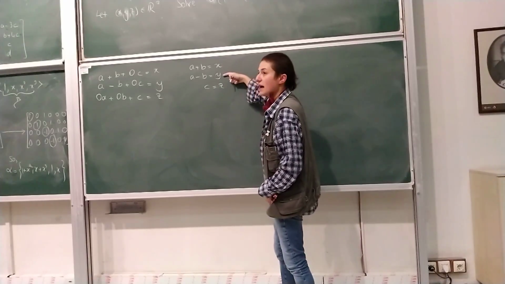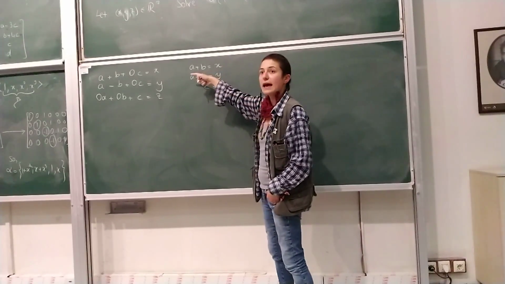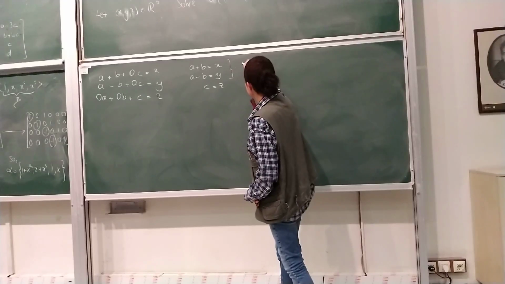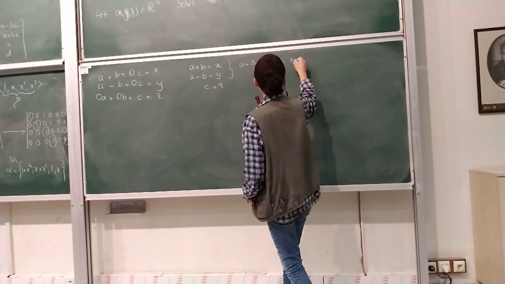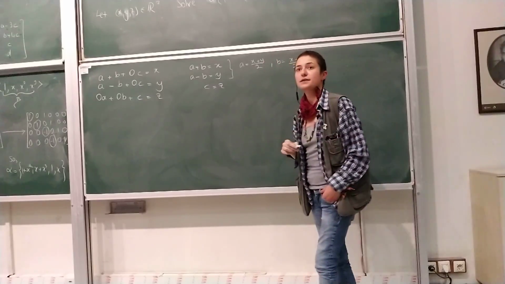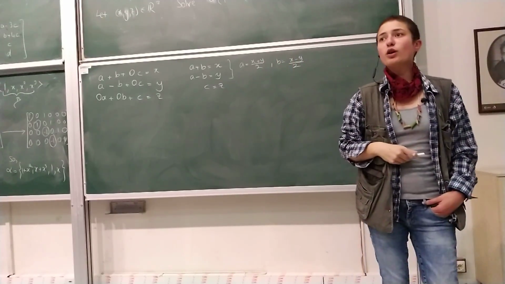If I add these up and take half of it, it is A, right? From these two, A equals (X plus Y) over 2, and B equals (X minus Y) over 2. Am I right?